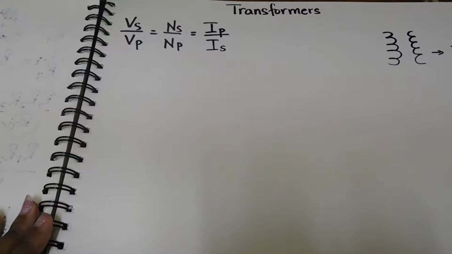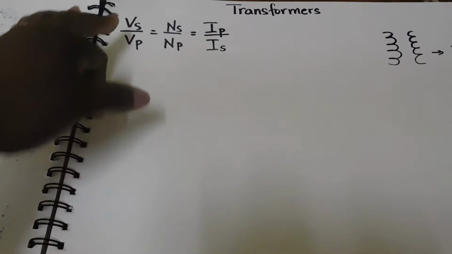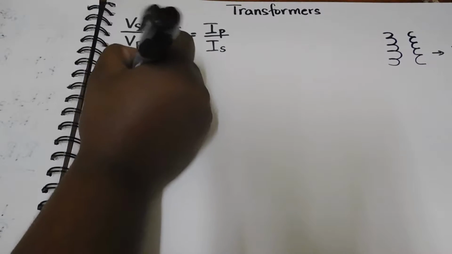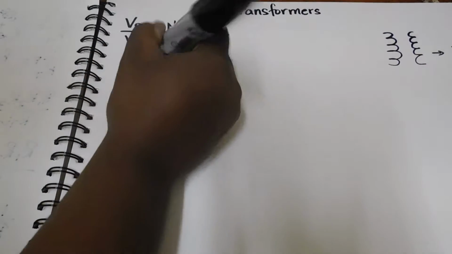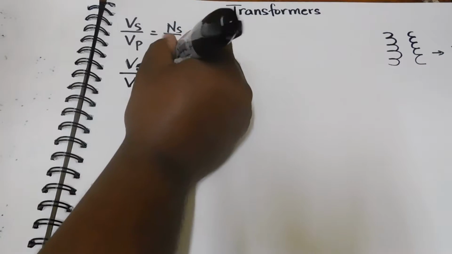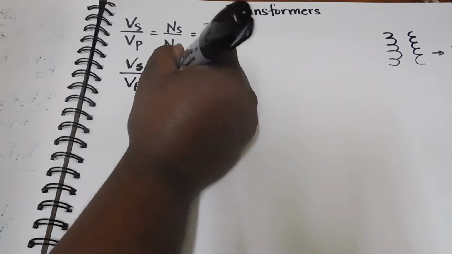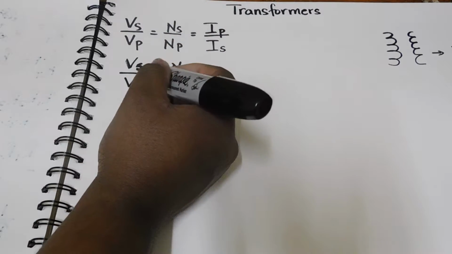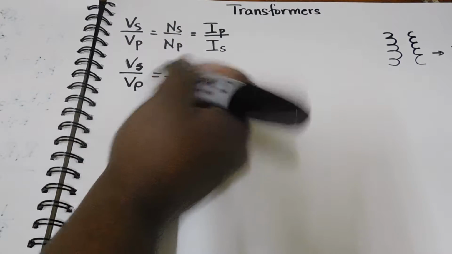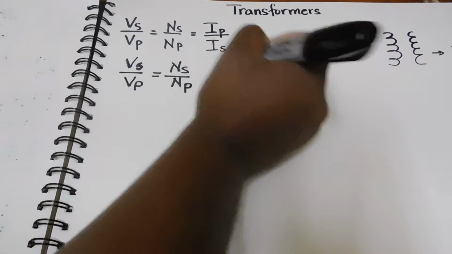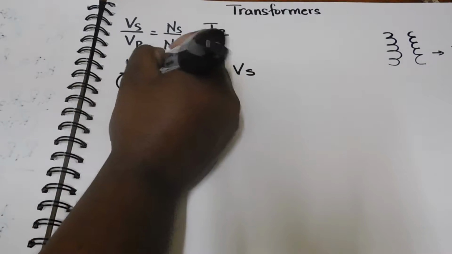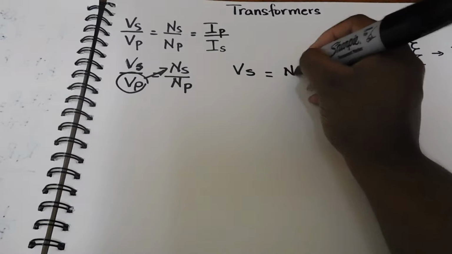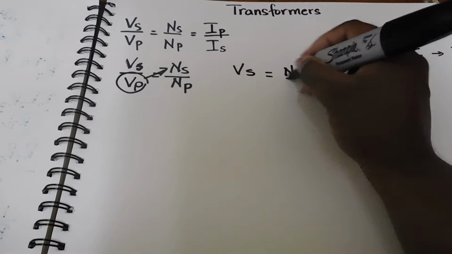So we're going to say VS over VP is equal to NS over NP. And we're going to solve for each of them, starting with VS. If you solve for VS, you already have it. VS is equal to NS VP over NP.